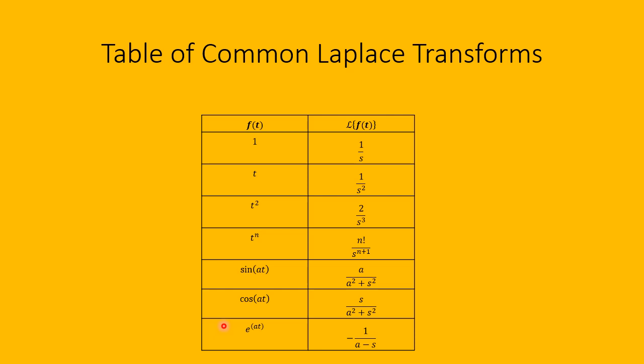And the Laplace transform of e to the at is minus 1 over a minus s. This fraction could be written as 1 over s minus a, taking account of this minus sign by multiplying this denominator by minus 1. So also 1 over s minus a for this Laplace transform.